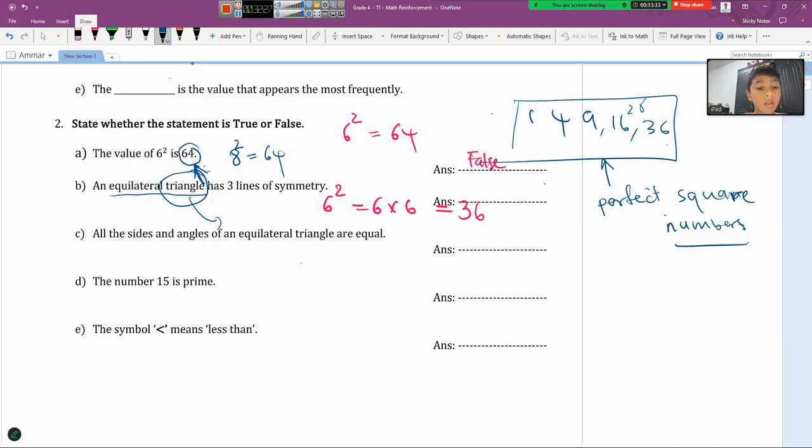Sir, it's with 3 sides. You know anything about that? Can you recall what you studied about the types of triangles? Sir, can you give me 1 sec? Okay.